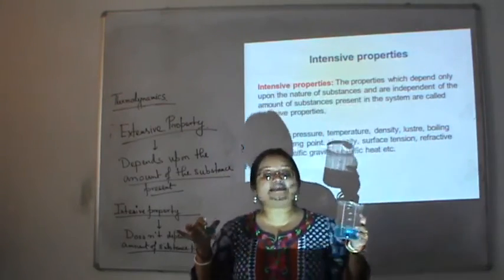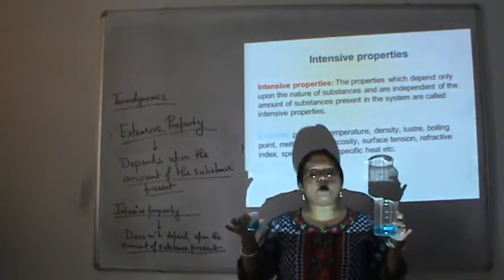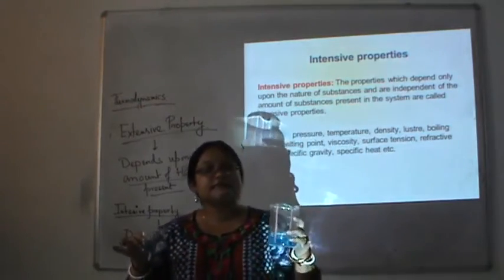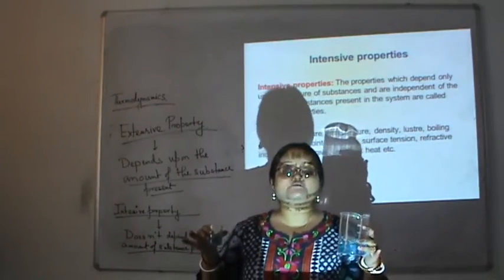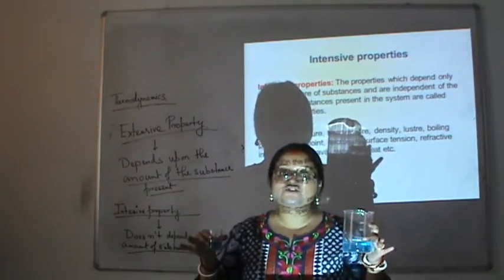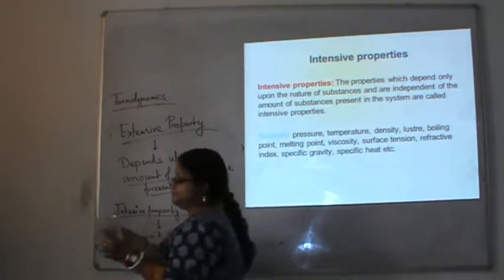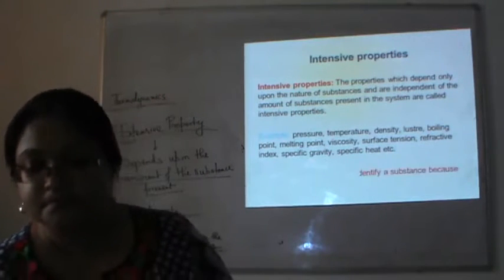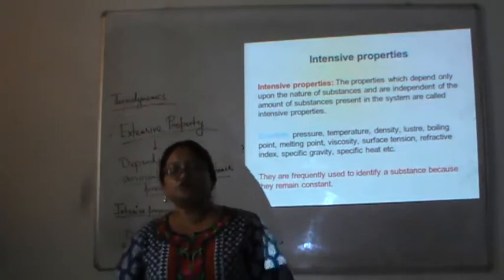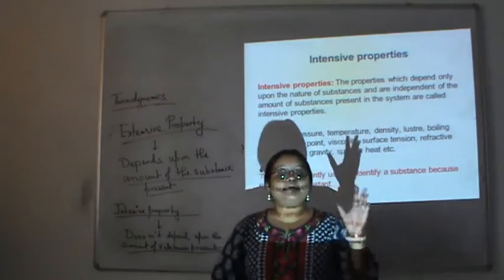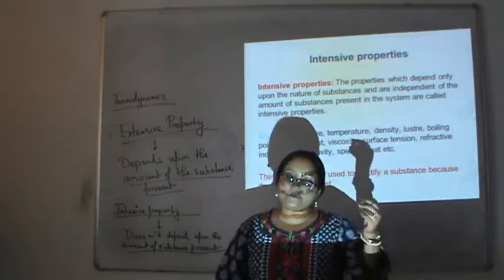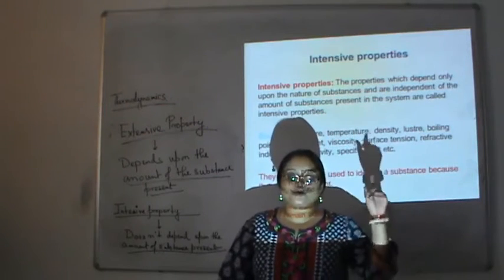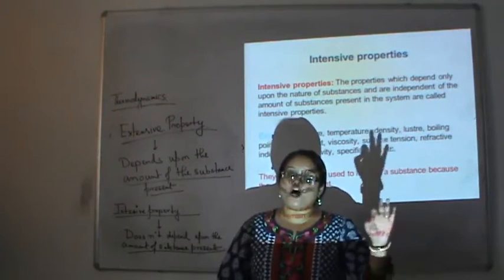So pressure, temperature, density, luster, boiling point, melting point, viscosity, surface tension, refractive index, specific gravity, specific heat, these are the examples of intensive property. And intensive property is the characteristic of the substance present. So they are frequently used to identify the substance because they remain constant. Although their amount is less or high, the property is the same altogether. So intensive property is the characteristic property of the substance.